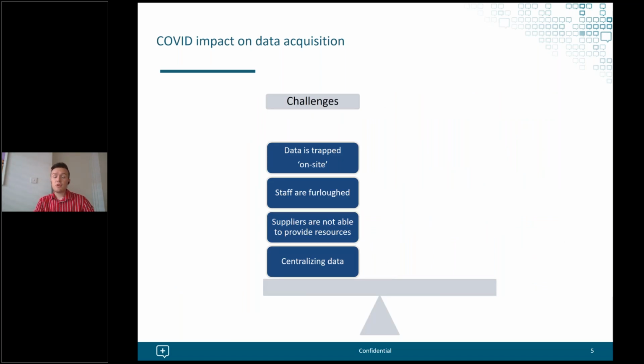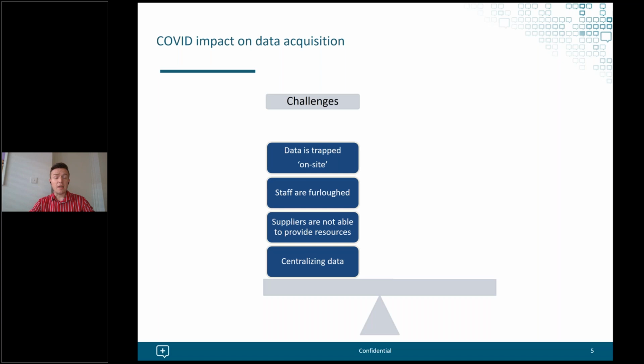And so when it's come to environmental reporting, some of the key challenges that we've seen for organizations during the last year or so has been, firstly, data being trapped on site. So for many companies, moving to working from home operations or to different locations has meant that they didn't necessarily have processes in place to be able to access data that would have physically been in some of their locations. There's also then been issues with staff being furloughed purely from a resource standpoint and suppliers not being able to provide resources.